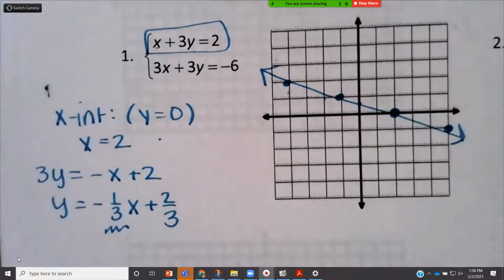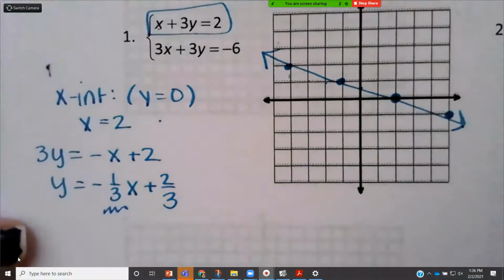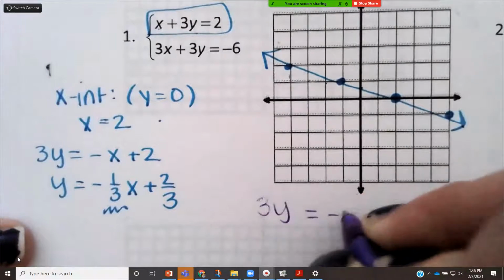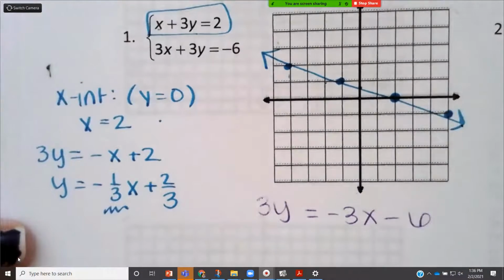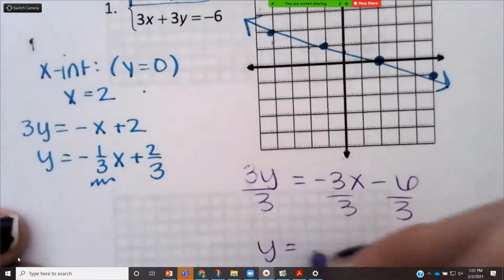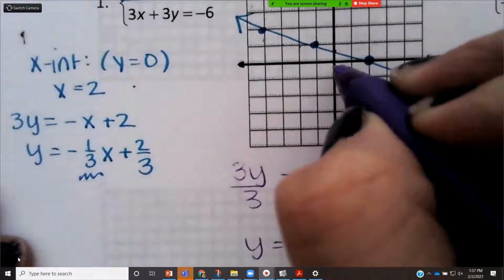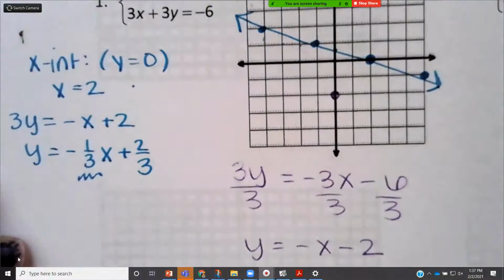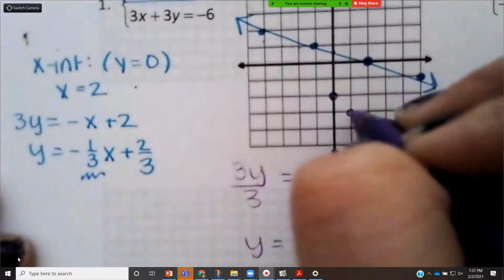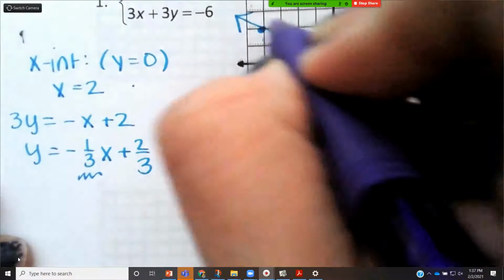And then we're going to do the same thing for the second equation. Again, you can either solve for y or find your intercepts. If I solve for y, I get 3y equals negative 3x minus 6. Dividing everything by 3, I get y equals negative x minus 2. So my y-intercept is negative 2 and my slope is negative 1. So that's down 1, right 1, or up 1, left 1.